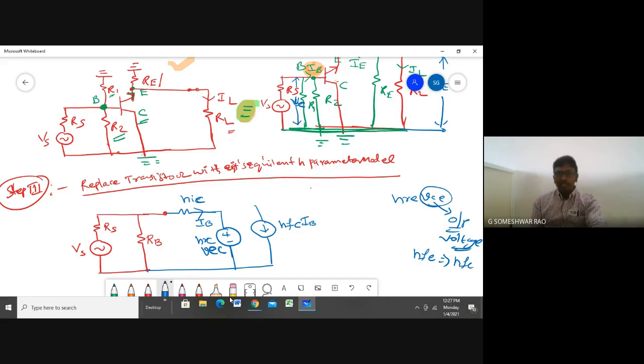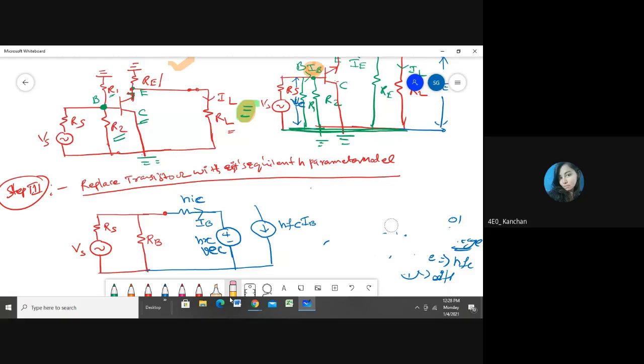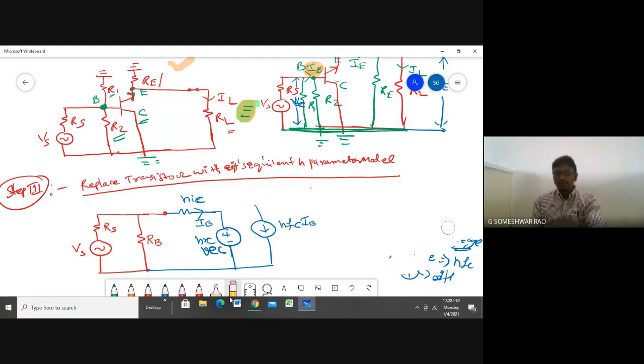Strictly speaking, when drawing an h-parameter equivalent model, this HR into V2 term and this one should be HF into I1. V2 is nothing but the output voltage, and I1 is nothing but the input current. So the output voltage is VEC and the input current is IB. Accordingly we are replacing. Is everybody following?